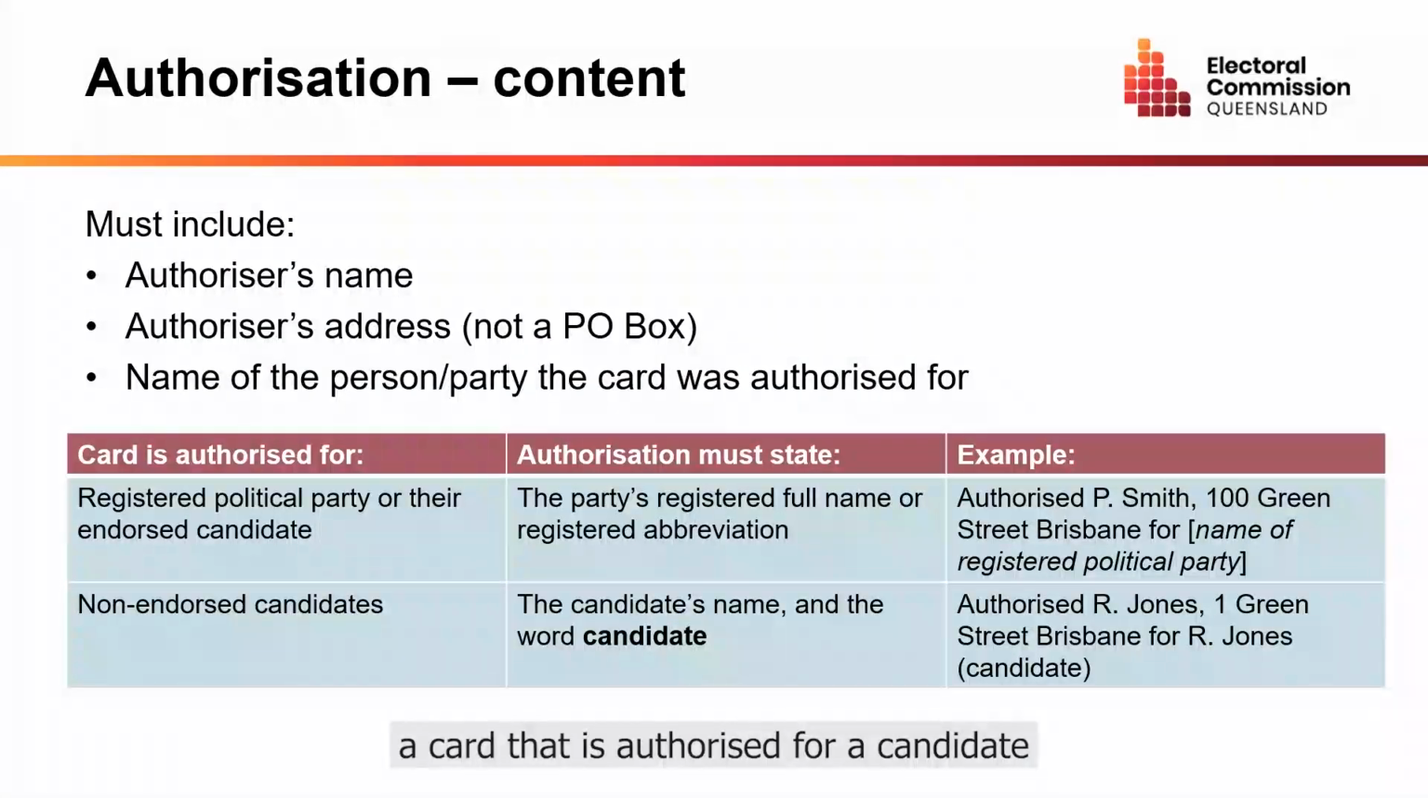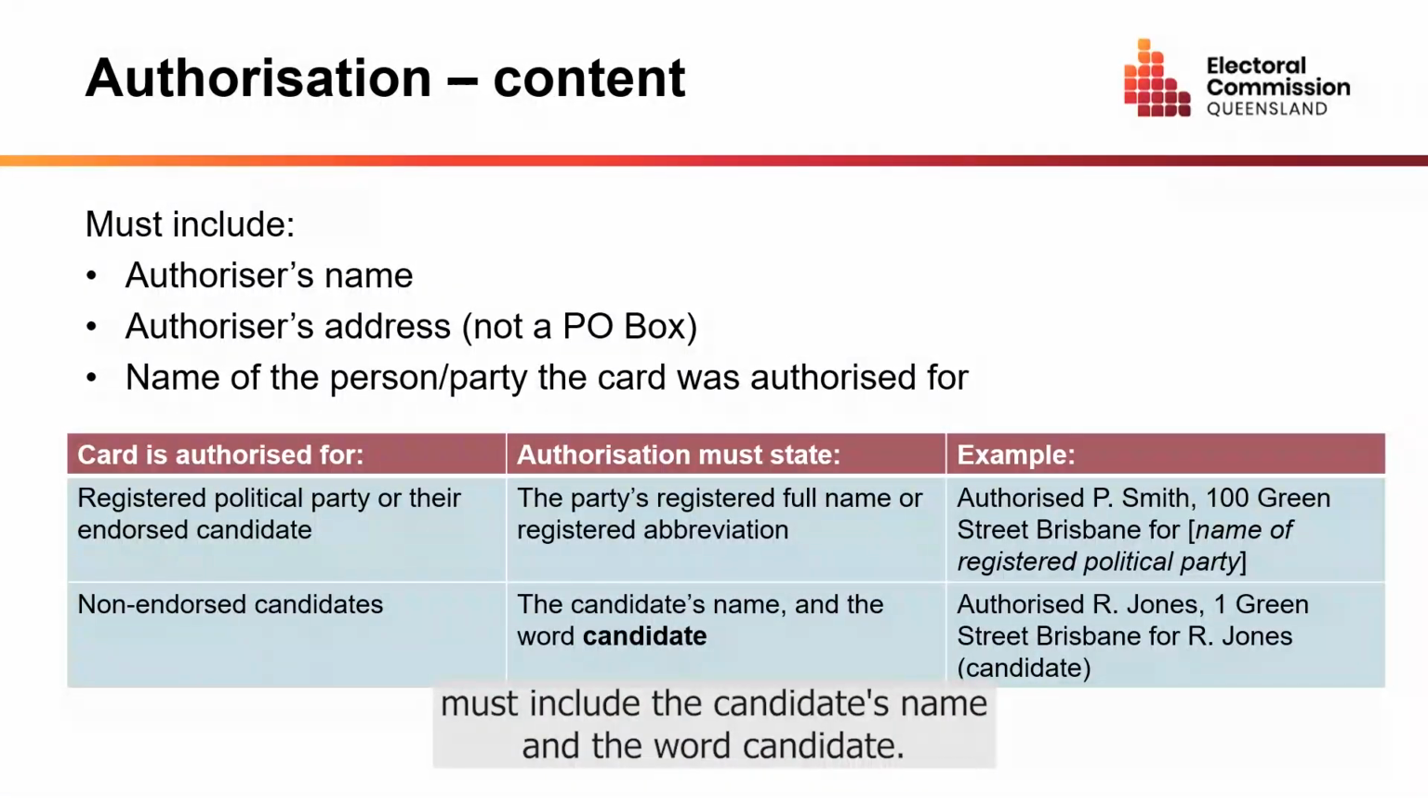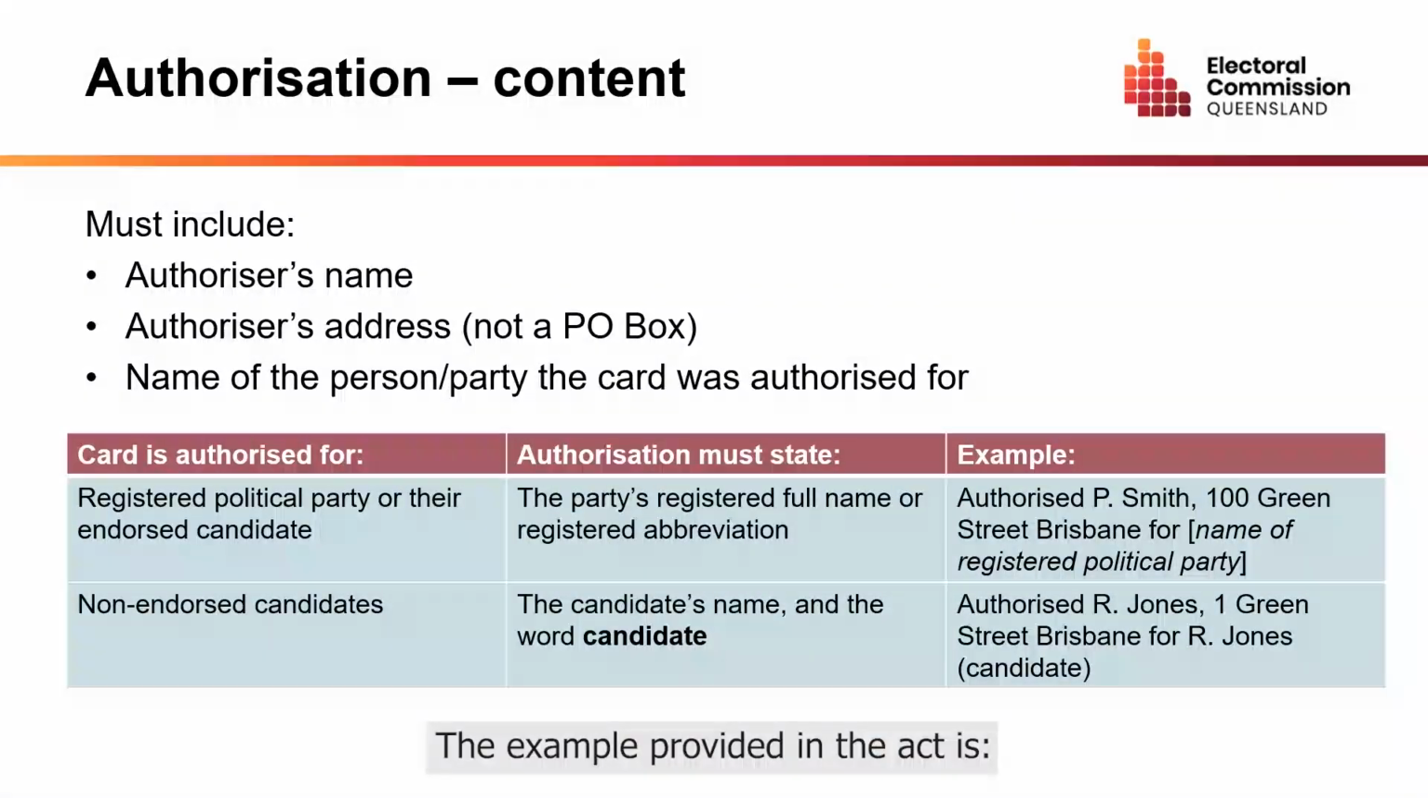A card that is authorised for a candidate who is not endorsed by a registered political party must include the candidate's name and the word candidate. The example provided in the Act is: Authorised R. Jones, 1 Green Street, Brisbane, for R. Jones, candidate.